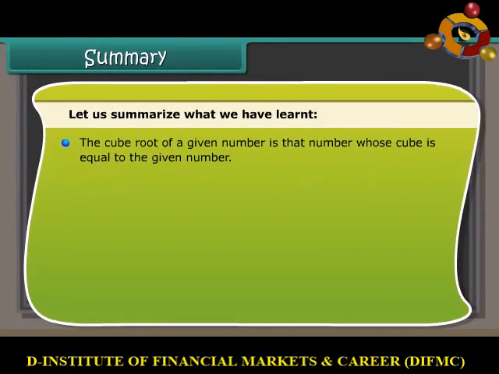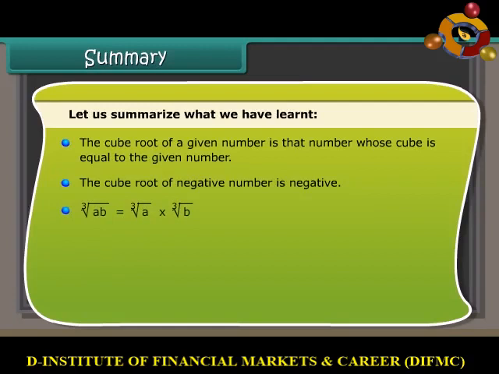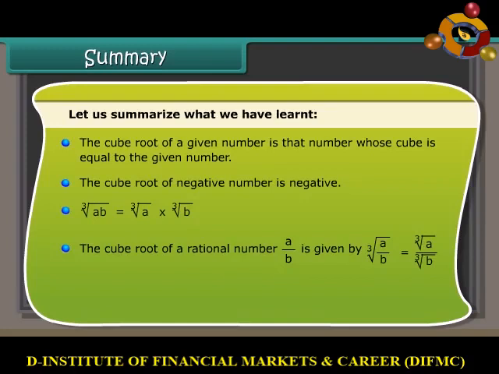The cube root of a given number is that number whose cube is equal to the given number. The cube root of a negative number is negative. Cube root of ab is equal to cube root of a × cube root of b. The cube root of a rational number a/b is given by cube root of a/b is equal to cube root of a upon cube root of b.